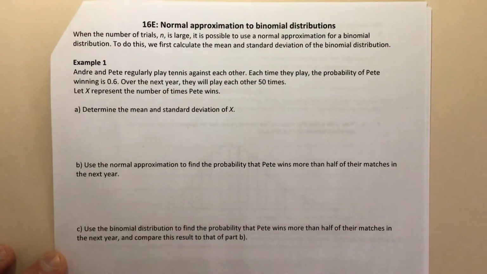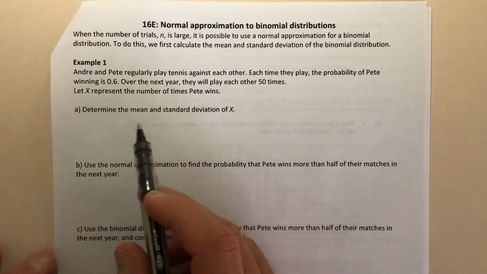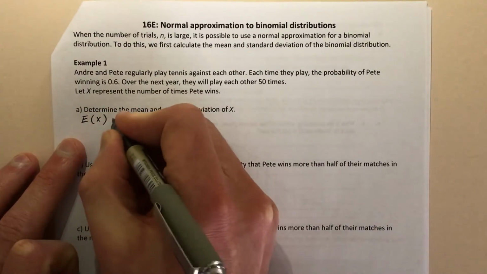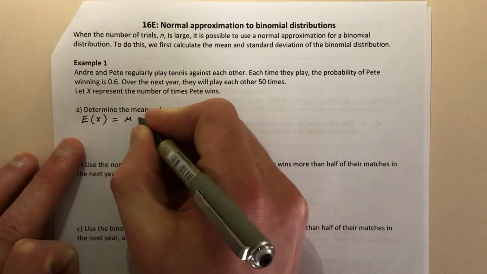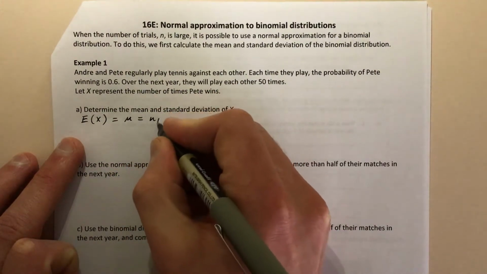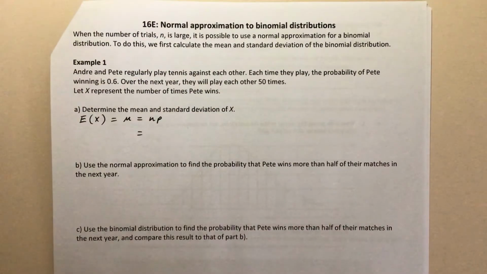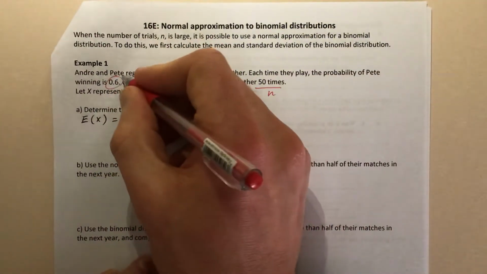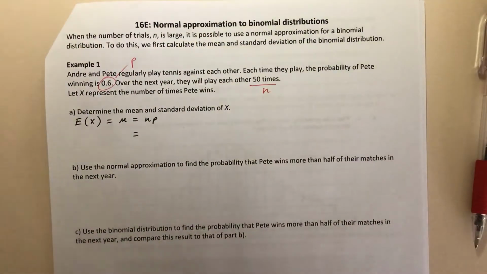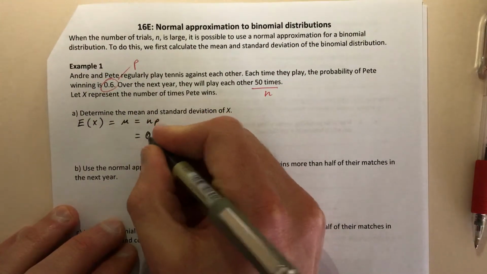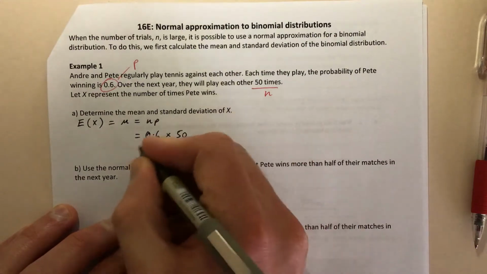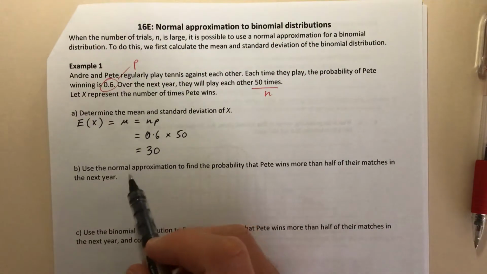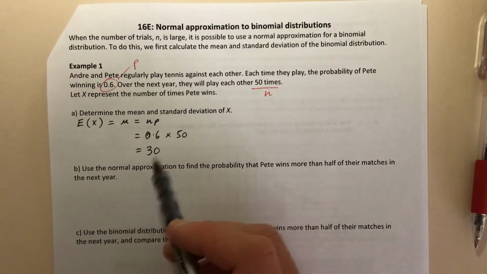The mean, which we can also write as the expected value of X, for a binomial distribution is just n times p. For this question, we've got n equals 50 and p equals 0.6, that's the probability of success. So it's 0.6 times 50, which equals 30. So the mean is 30. In other words, we're expecting Pete to win 30 games out of 50.